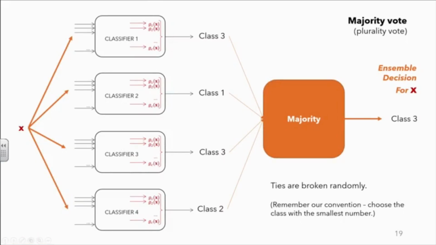And that's going to be the final label for X. So here's an example. It's what I try to do here. So now we got X, the different classifiers, class 3, 1, 3, 2, majority, well, in that case, this is 3.